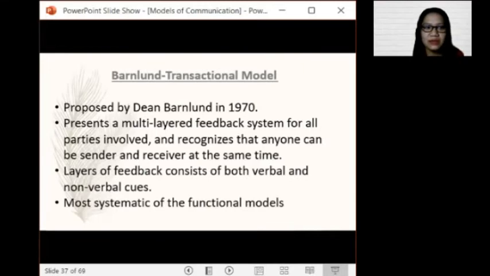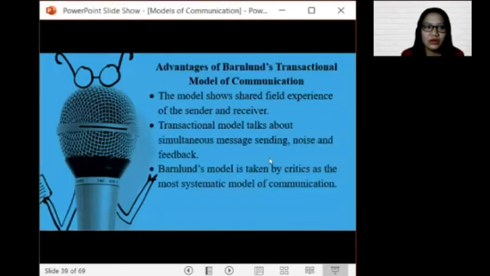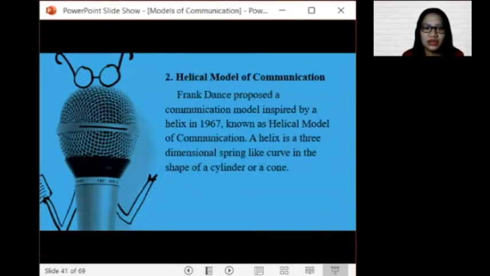However, upon checking the Barlund model of communication, you can see that the model is very complex. That is one of the major criticisms by the language experts and researchers during his time, because both the sender and the receiver must understand the codes sent by each other.